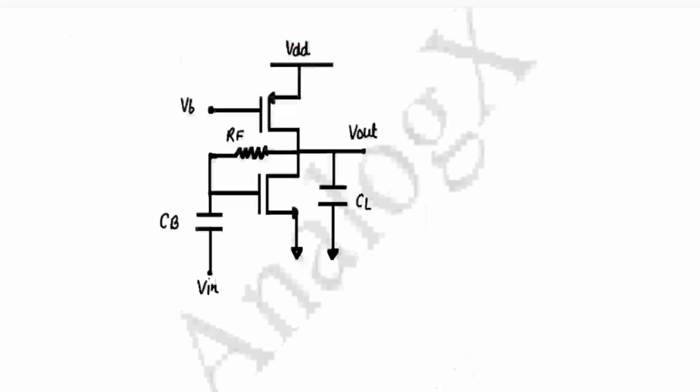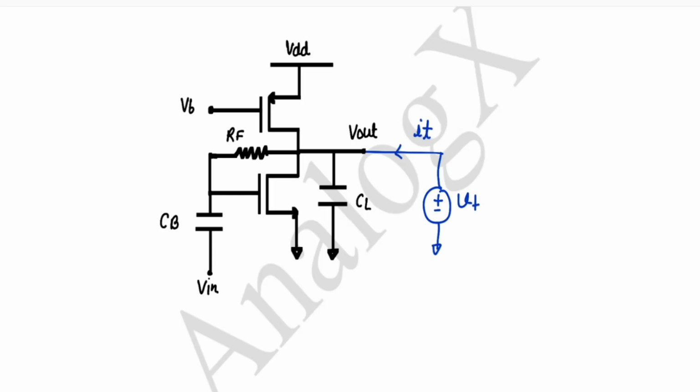Okay, so now I have copied the same circuit. For calculating output impedance, we will apply a test voltage and this is the test current. Okay, so we know that we ground our independent sources. So this will be grounded. This is the bias voltage, this will be grounded, and the input voltage is also grounded. This is the way we calculate our impedance.